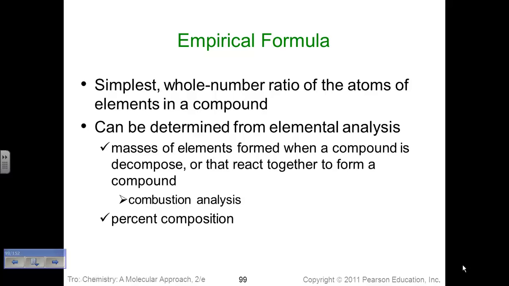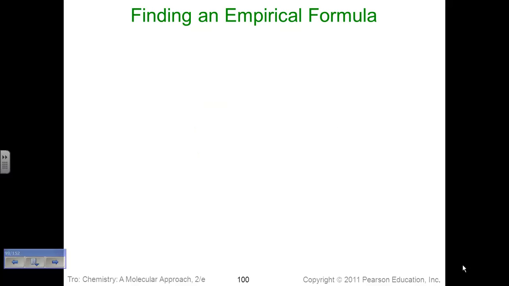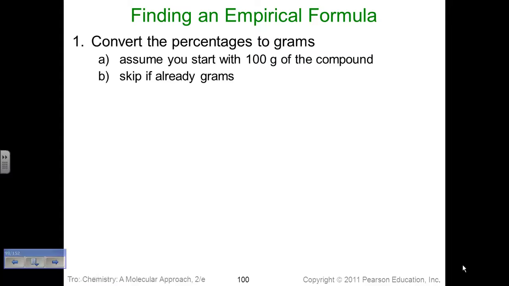So a couple of ways we can determine from elemental analysis. If we know the masses of the elements formed when a compound decomposes, or that's a decomposition pattern, reacting together in a combination pattern. Or we can do a combustion analysis, or simply know percent composition. Given some data, we can follow several different examples of how we can use this data to calculate an empirical formula. So when we find an empirical formula, the lowest subscript ratio possible, step 1 says we have to find the grams for each of the elements, knowing their percentages.